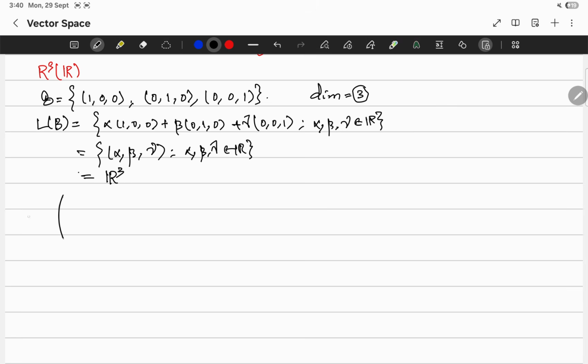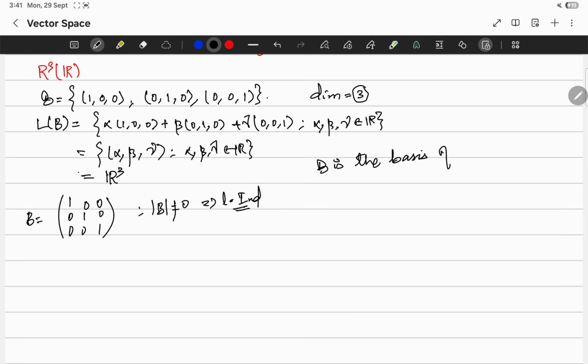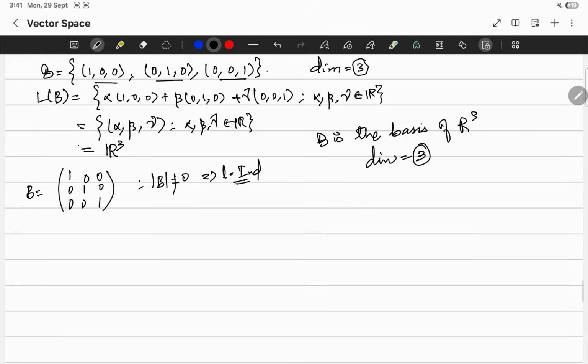Similarly, you can make a matrix B, that is 1 0 0, 0 1 0, 0 0 1. Since it is a square matrix, you can go through the determinant as well. The determinant is non-zero, so it is linearly independent. So both conditions hold, which means B is the basis of R3. And what is the dimension? It is 1 vector, 2 vectors, 3 vectors, so the dimension is 3.